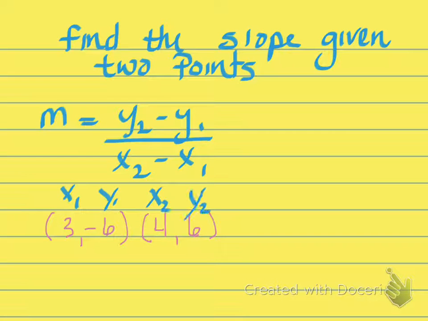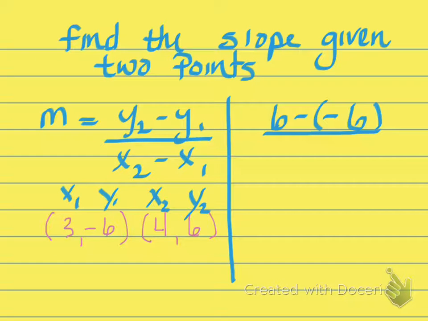First, I would recommend you label them. This will help you to not get confused with the numbers and to be able to check that you placed them correctly. So we have positive 6 minus negative 6. That's y2 and y1. And I did put the parentheses there just to remind you that there is a negative there. We don't want to forget it.